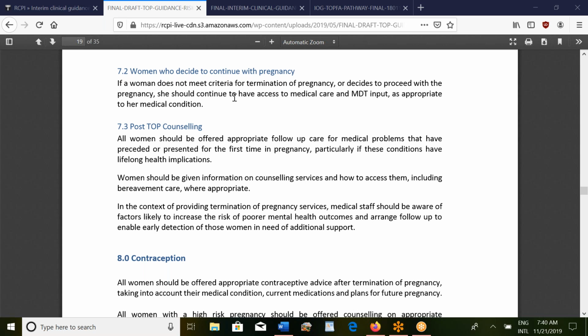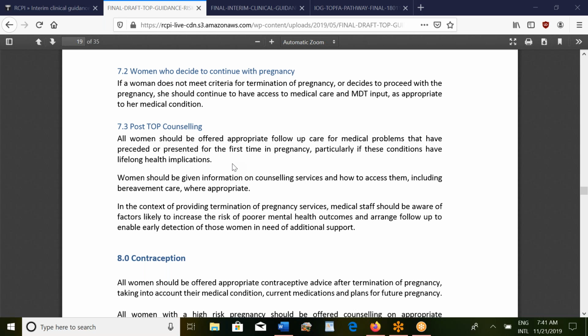So in case someone is considered for termination of pregnancy because she has some medical disorder, you should tell her that if she chooses to continue with her pregnancy, what complications she is going to have. Then, if she wants to keep that baby, we'll continue providing care by the multidisciplinary team.